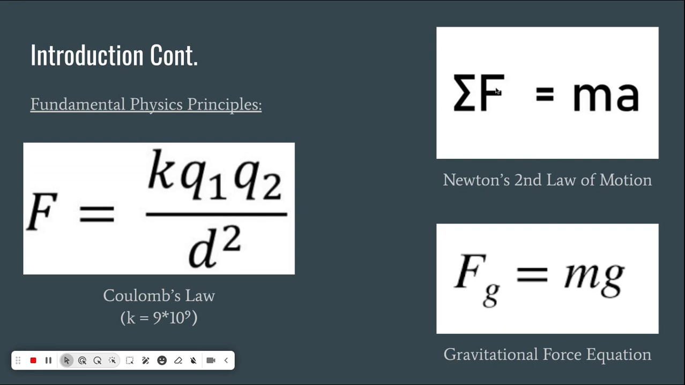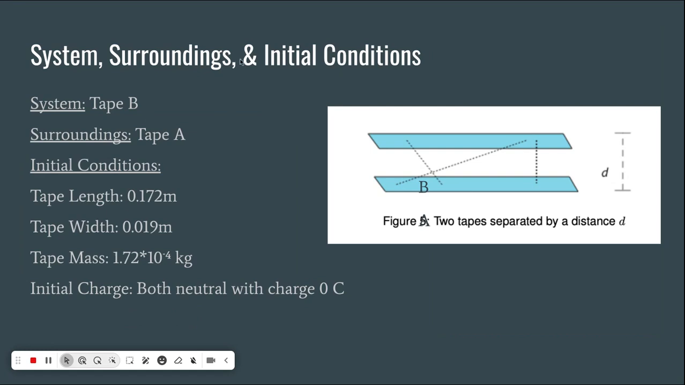Newton's second law of motion says the sum of forces equals mass times acceleration. We know that there's no acceleration, meaning that the sum of forces is zero. So, assuming this is the piece of tape, there's the electrostatic force up, gravitational force down. We know that these two forces are equal, and we can use that to solve for specific values such as Q.